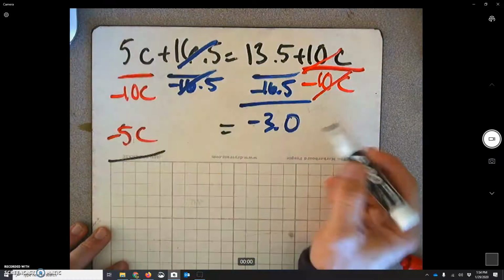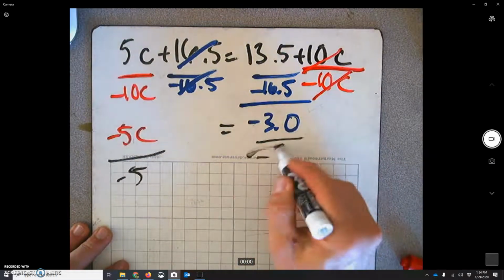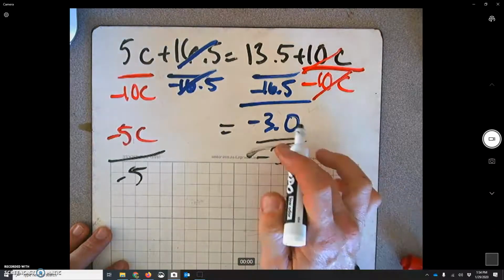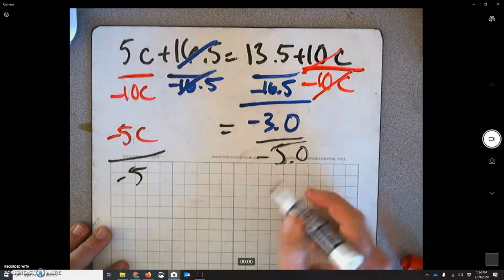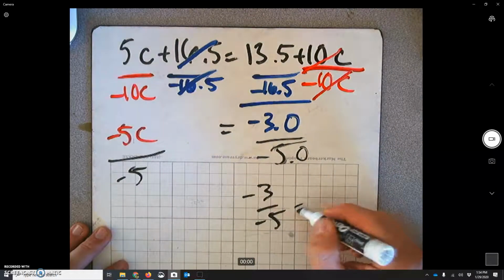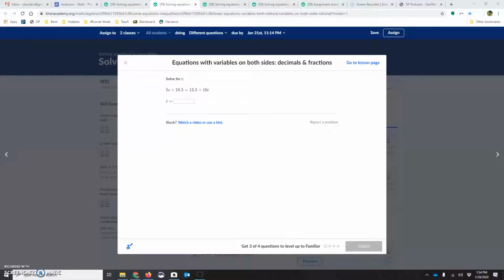Finally, we're going to divide by negative 5. So negative 3.0 over negative 5.0, basically. Or it's just negative 3 over negative 5. Two negatives turn into a positive. So 3/5 is our answer.